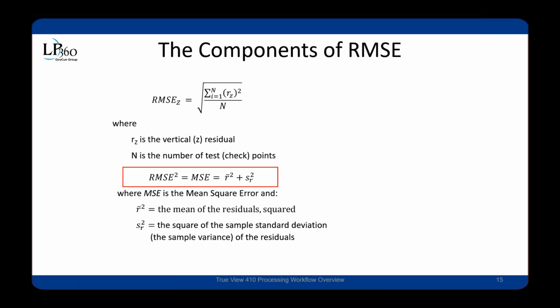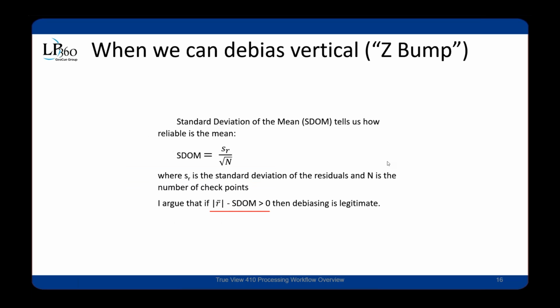But if you take root mean squared error apart, you discover that the root mean squared error is equal to the bias, or the mean value of the residuals. That's this first term, r with a bar over it squared, plus the variance, or the standard deviation squared. So what this tells us is that if there's any bias in the point cloud, we could reduce the error, the vertical error, by removing that bias. So how do we remove the bias?